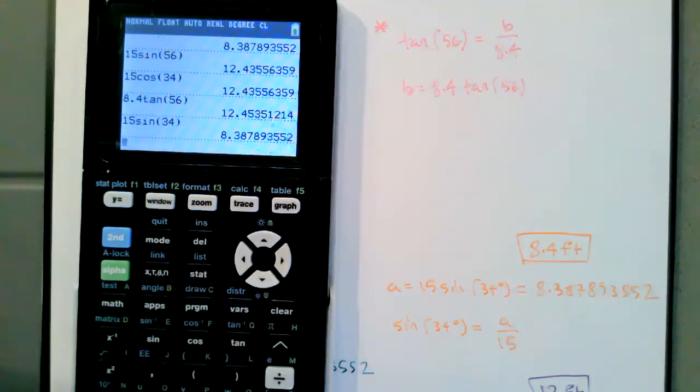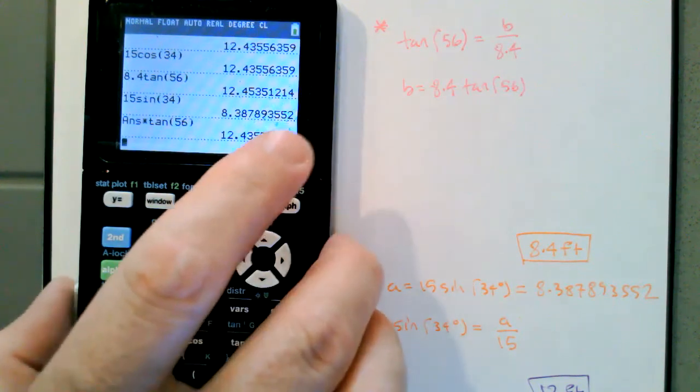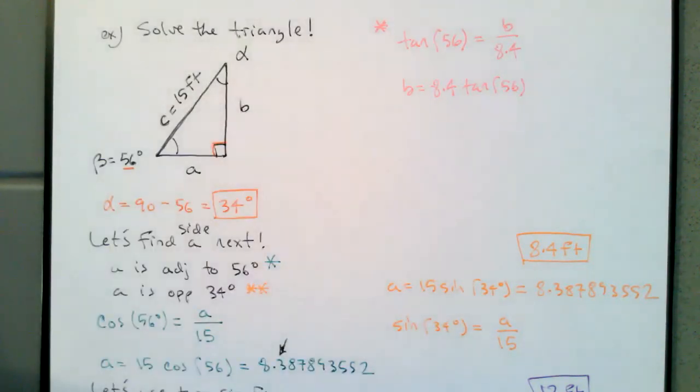If I multiply this number times the tangent of 56, now I get the 12.43556359. In this case, it didn't make a difference that we used rounded information. We still come up with 12. But we're trying to avoid rounding error by only rounding at the end and using given information whenever possible.